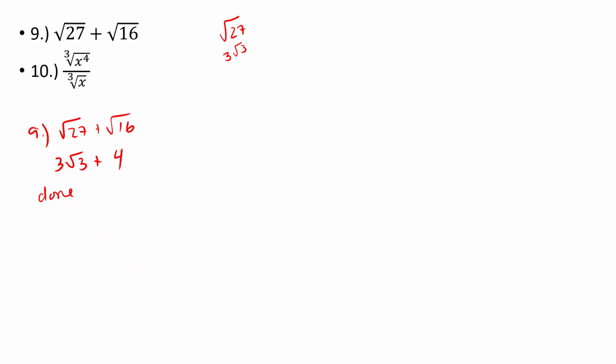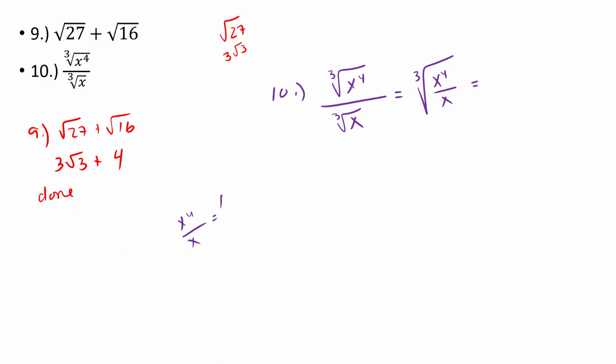And for our last one, we have the cube root of x to the 4th over the cube root of x. And as with the other division problem, we could go through the process of simplifying the cube root of x to the 4th, but it's probably going to be faster for us to do the cube root of x to the 4th over x. Well, x to the 4th over x is the 4 x's divided by an x. One of them cancels out. Well, there we go. That's a little bit better. Leaving me with x to the 3rd, and the cube root of x to the 3rd is just x.